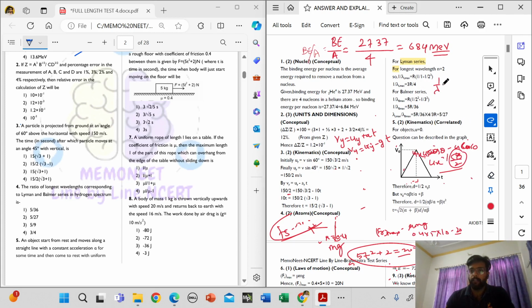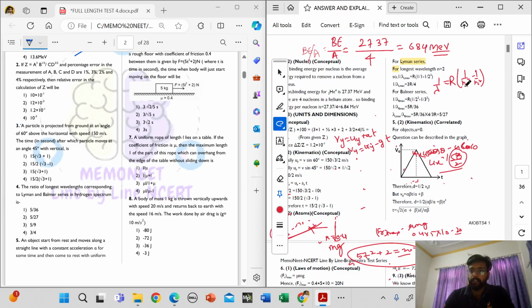This is the formula: 1 upon lambda is equal to Rydberg constant times (1 upon N1 square minus 1 upon N2 square). We want the longest wavelength. So for the Lyman series, N1 is equal to 1 and N2 is equal to 2 for the longest wavelength. From here we will get the relation of lambda. Taking the LCM, 4 minus 1 that is 3, we get 1 upon lambda Lyman is equal to 3R upon 4.